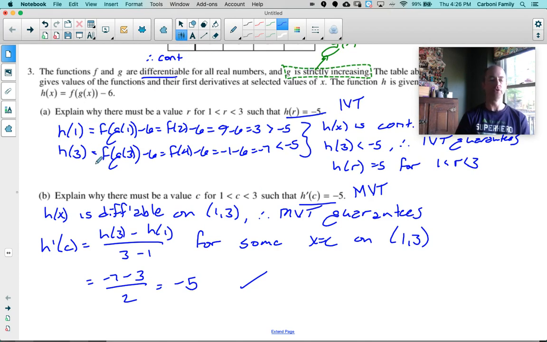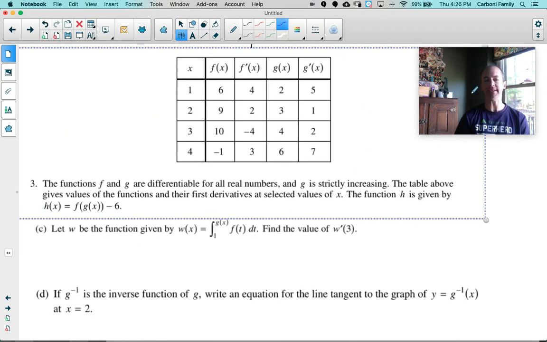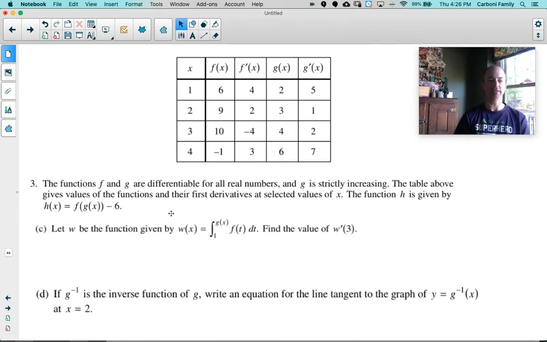Those are the two. I think those are the two harder ones. Y'all may think D is more difficult. Let's talk about C. C is, in my opinion, the easiest. They introduced a fourth function, W, and W is an integral defined function, and they want the value of W prime of 3. So I'm going to start by establishing what W prime of x is.